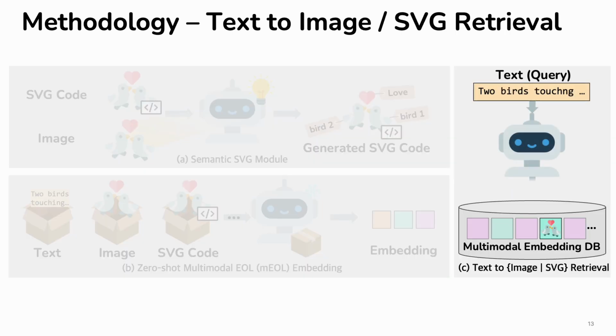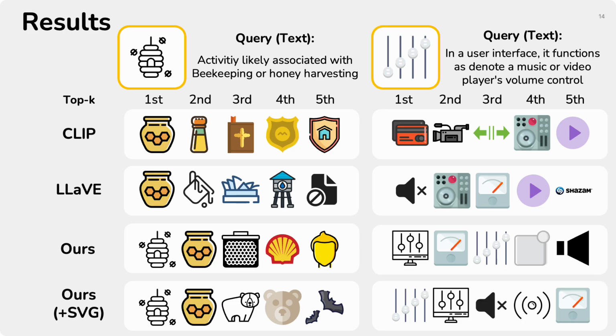And finally, we've got a retrieval process. Once everything is aligned into the shared space, we just use cosine similarity to find the best match for your query. Our results show that by incorporating SVG code through mEOL, we significantly outperform in cross-modal retrieval. Look at this beekeeping and honey harvesting query. While standard models like CLIP or LLaVA often get distracted by visual noise or just simple colors, our method, especially with the SVG code, really nails the actual concept.